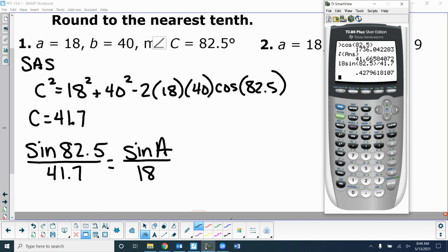That's not the angle. What do I got to do at this point? Inverse sine, right? Because we're looking for the angle. So second sine, second answer, the negative sign. And it's 25.3 degrees.